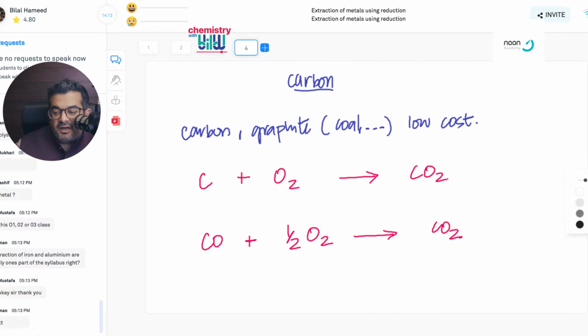This is the property of carbon: it gets easily oxidized. Why? It goes from oxidation state 0 to +4. Here it goes from +2 to +4. Remember we just did redox earlier? That comes in handy in understanding that oxidation is happening here. So we are going to use the oxidation of carbon.